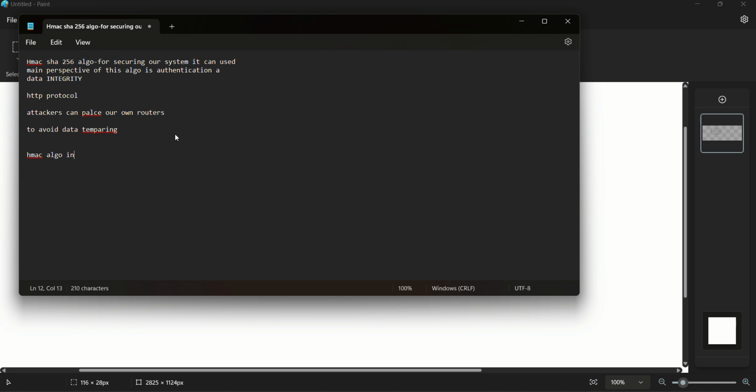The HMAC algorithm internally uses the SHA-256 algorithm. HMAC is the main logic in this algorithm, which ensures authentication and data integrity.